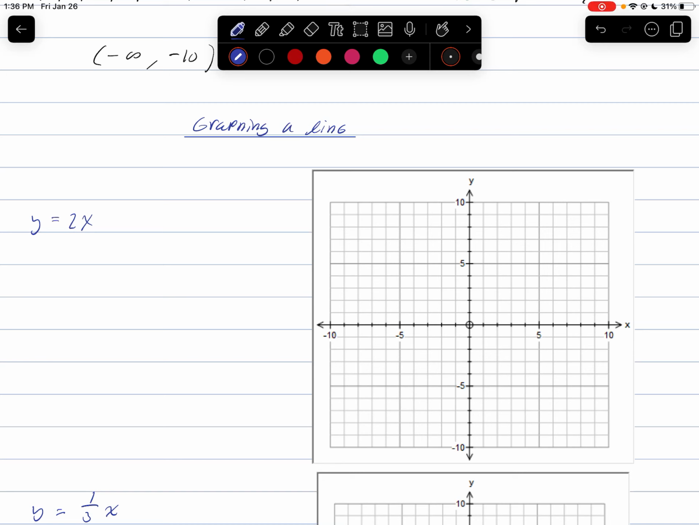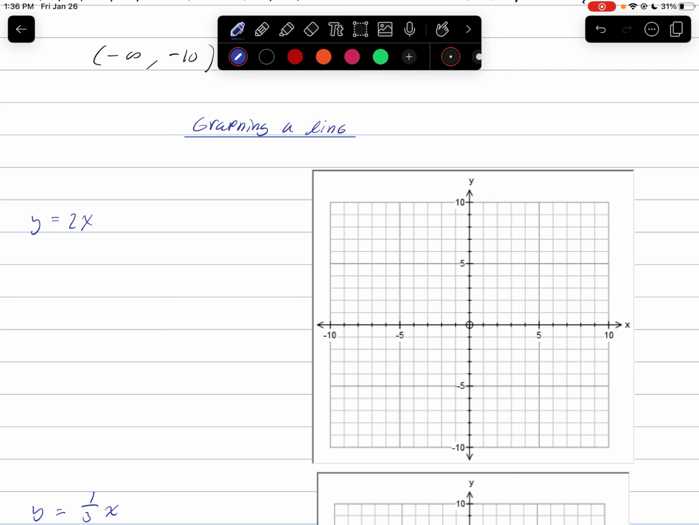Hi everyone. In this video, I wanted to talk about a few strategies for graphing lines. All right, so let's start by doing a couple of basics here. First, let's take a look at the graph here on the right.